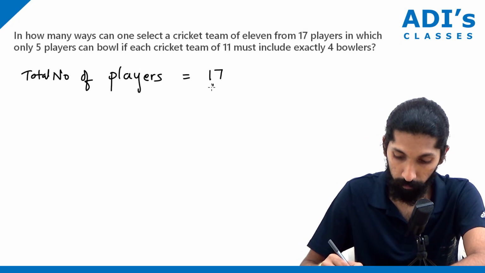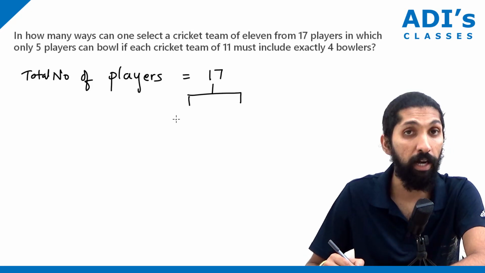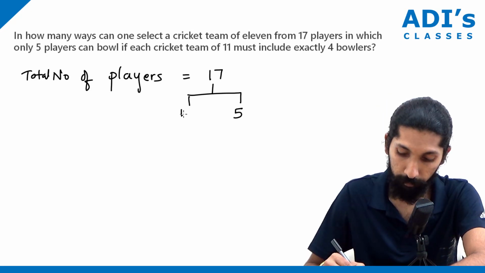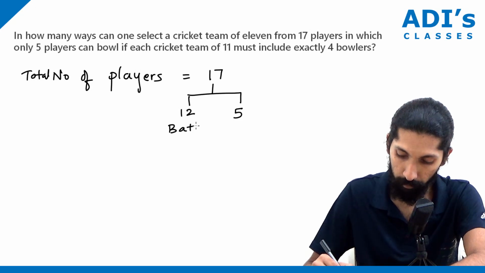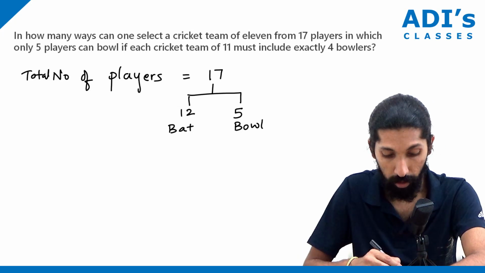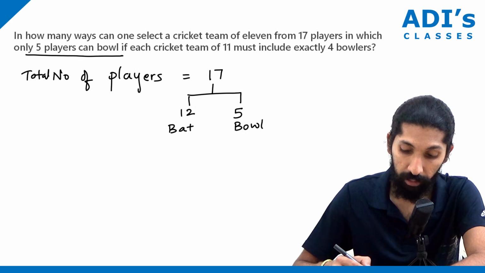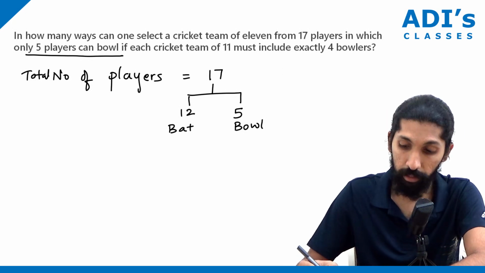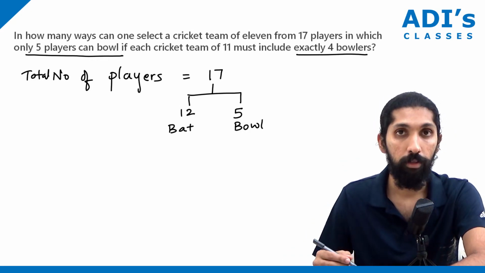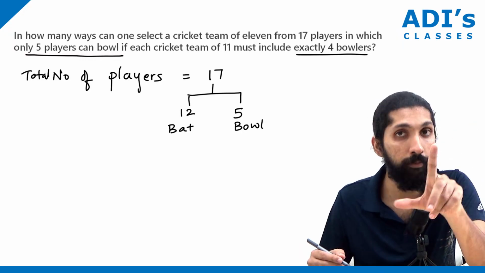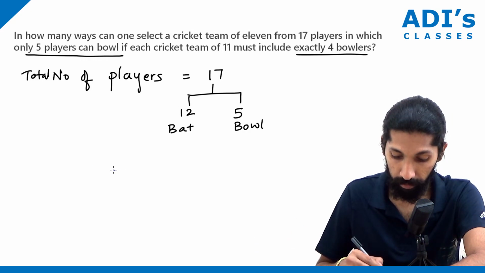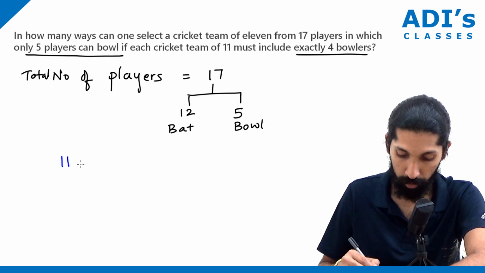Only 5 players can bowl. That means out of the 17, we have batsmen and bowlers, so we have 5 bowlers and 12 batsmen. Each cricket team of 11 must include exactly 4 bowlers. Exactly 4. Now what do we have? We need to select a team of 11 members, so 11 should be selected.